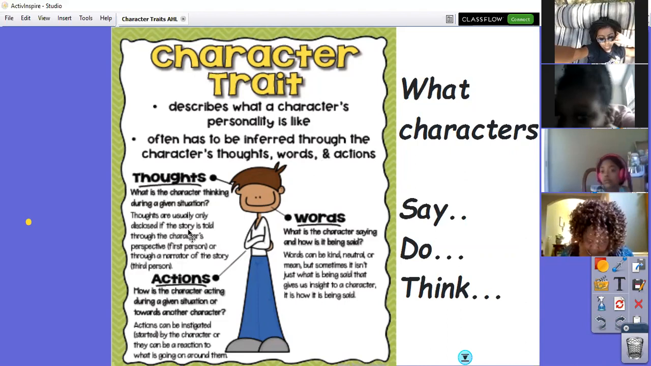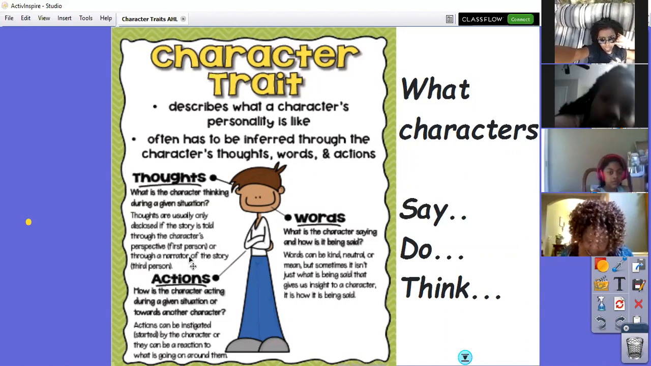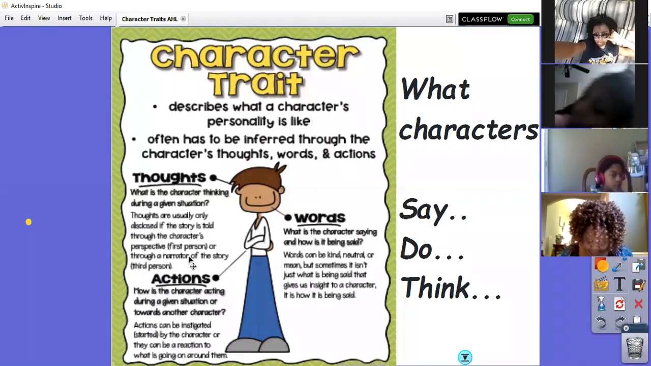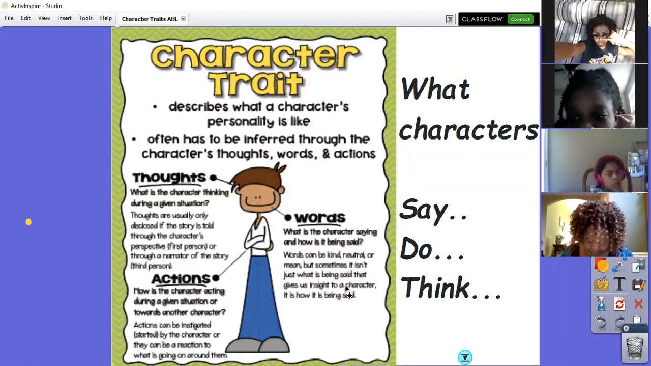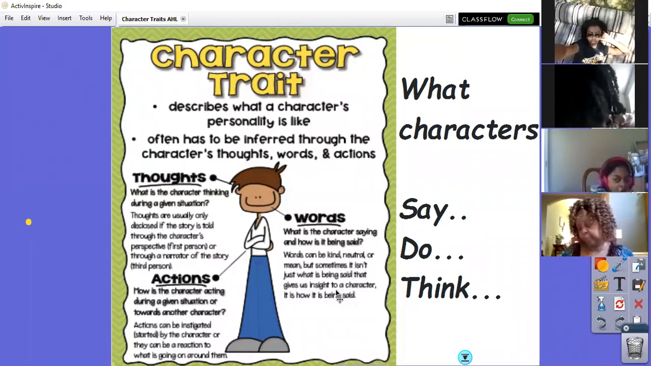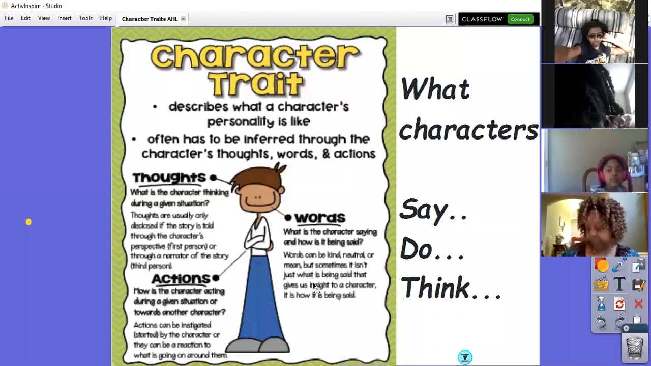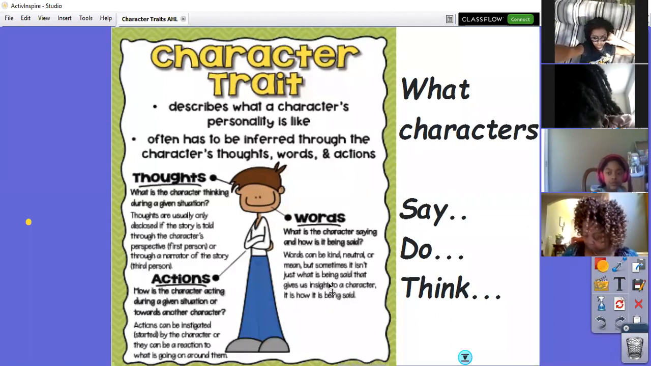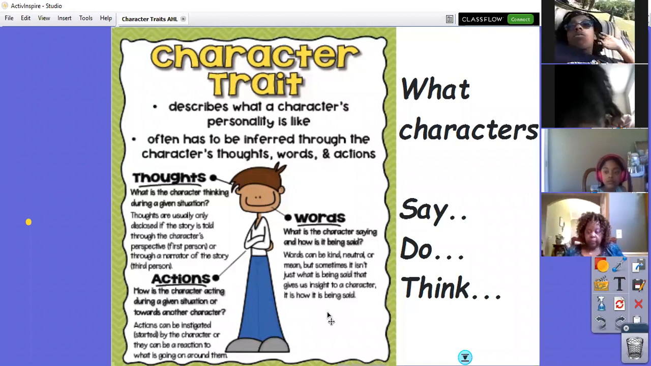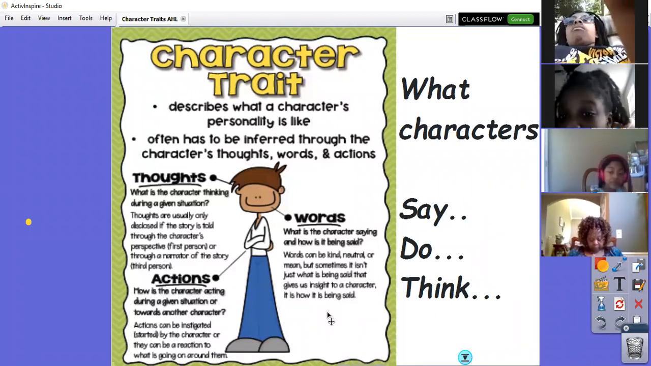Thoughts are usually discussed in the story, told through first person or through the narrator's point of view with third person. Also, words. What are the characters saying? Words can be kind, neutral, mean, and sometimes it isn't just what's being said that gives us insight of a character, but how it's said. How did they say it? Did they say it in a mean way, in a nice way, in a harsh way, in a cold way?